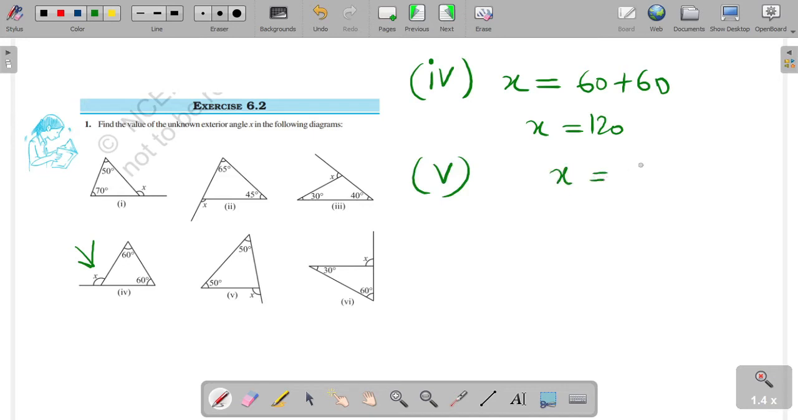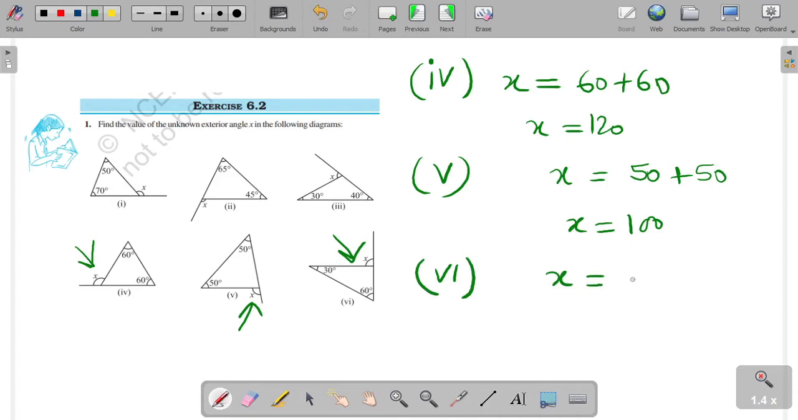x is equal to 50 plus 50. Here this is also an exterior angle, so x is equal to 100. Similarly, the sixth part, this x is an exterior angle, so we say x is equal to 30 plus 60, so x is equal to 90.